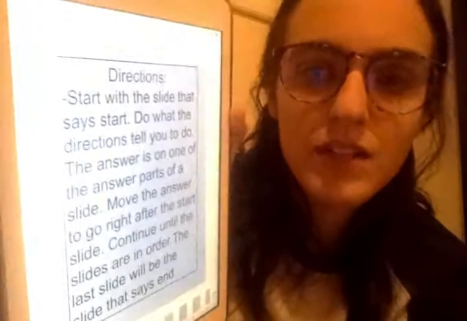What it is, it's called the scavenger hunt. It is titled Chapter 3 Scavenger Hunt. So the directions on the first slide say, start with the slide that says start. Do what the directions tell you to do. The answer is on one of the answer parts of the slide. Move the answer to go right after the start slide. Continue until the slides are in order. The last slide will be the slide that says end.